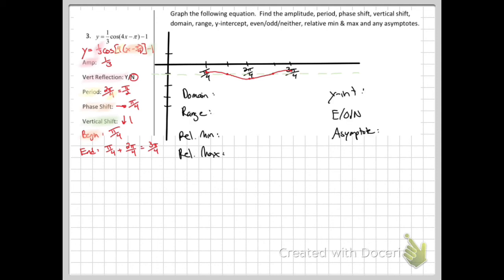Okay, so I filled in the answer blanks. Pause the video and write your answer blanks if you need to, and then see how many of them you can answer on your own. So domain, remember this is one cycle, but it does continue on forever, just like sine.